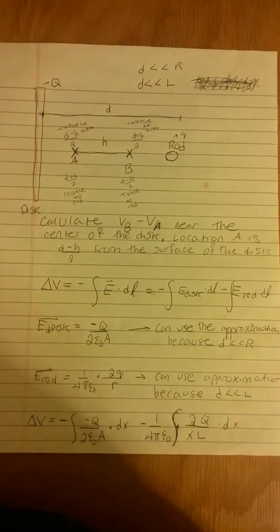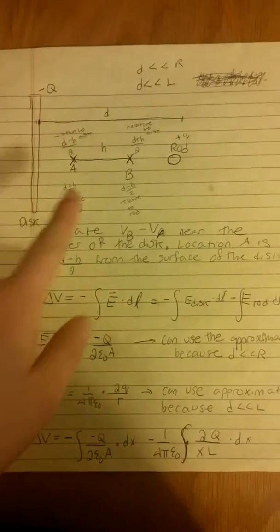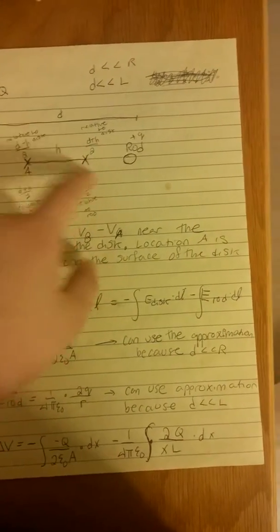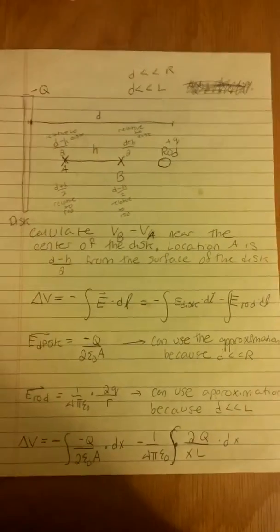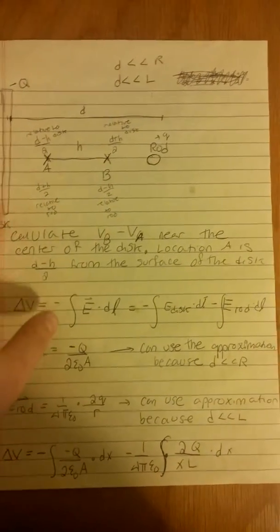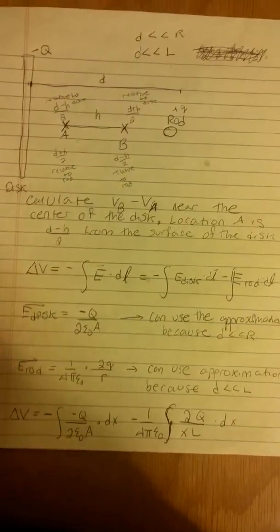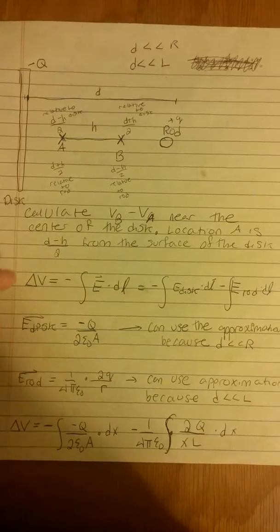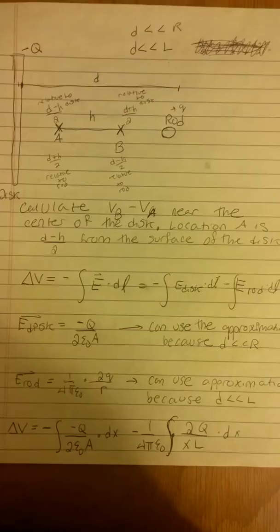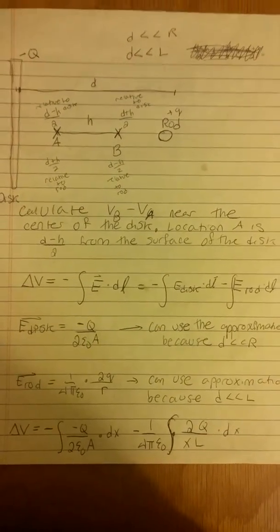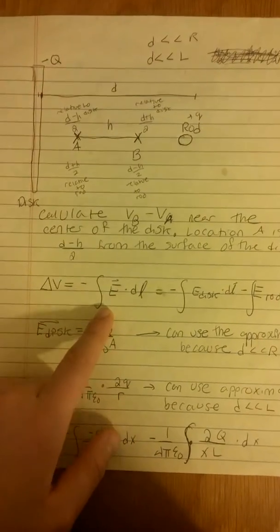In order to set up the problem, we have to know what things make an electric field at points A and B. Those two things in this case are the disc and the rod. So you have to find the sum of the electric field from the disc and from the rod. The formula for the potential difference is the negative integral of E dl.